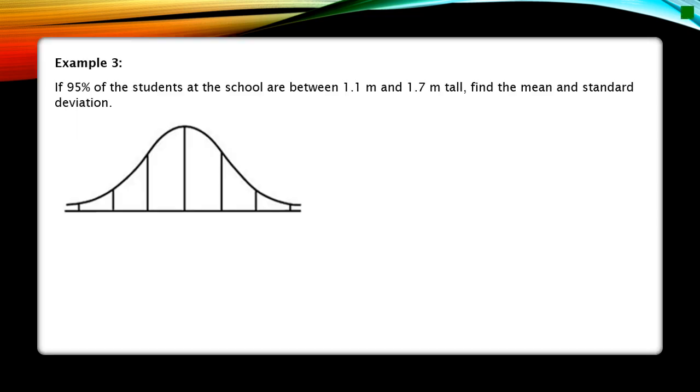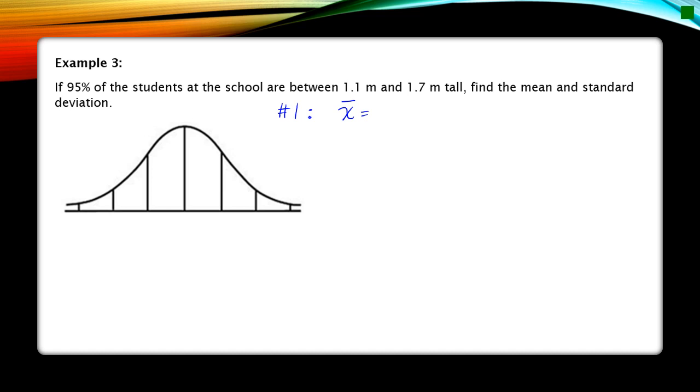If 95% of the students at school are between 1.1 meters and 1.7 meters tall, find the mean and standard deviation. So I'm going to use option 1. So step number 1, we're going to find the mean, or the middle of our normal curve. So we're going to do this by finding the middle of the 2 points.